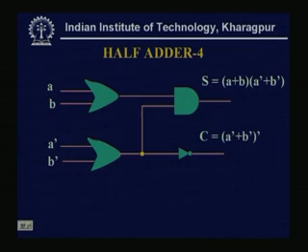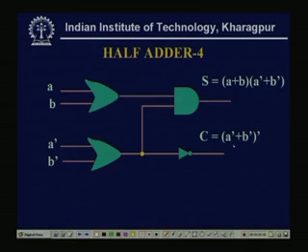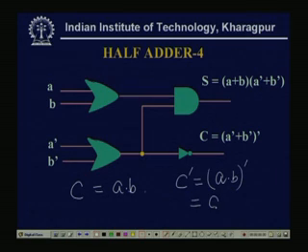Now, this is again another realization. The sum is the same, A plus B into A dash plus B dash; we have already discussed this sum part. Now, carry is A dash plus B dash. How? This is simple. Carry was A B. So, if we apply De Morgan's law, then C dash is A dot B complemented, so C dash is A dash plus B dash. So, that thing we have done, that is C equal to A dash plus B dash.